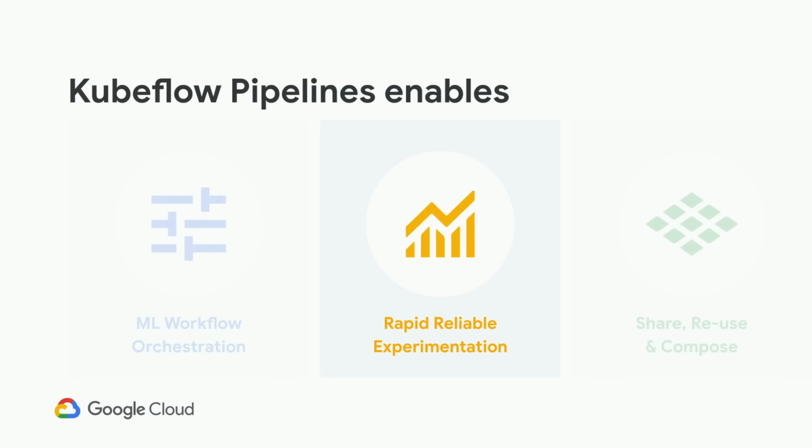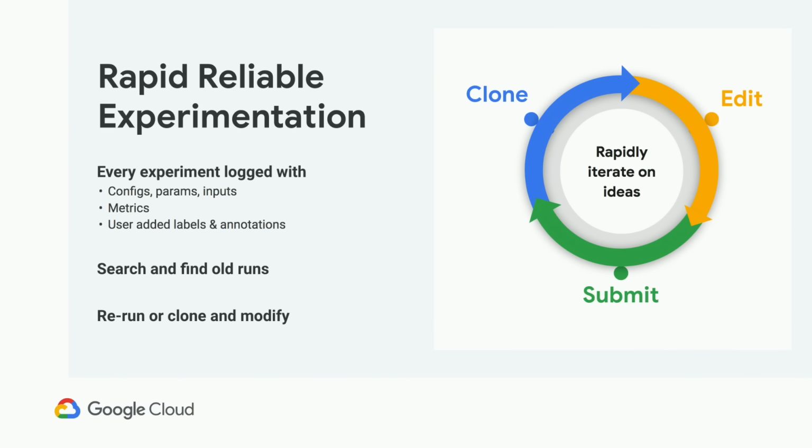All right, so that was authoring of machine learning pipelines. Now let's go back and look at the other key value proposition of Kubeflow Pipelines, which is rapid, reliable experimentation. And this is important because machine learning, particularly applied machine learning, when you're building machine learning applications, it's all about trying many different techniques. The more techniques you can try, the higher your likelihood of success.